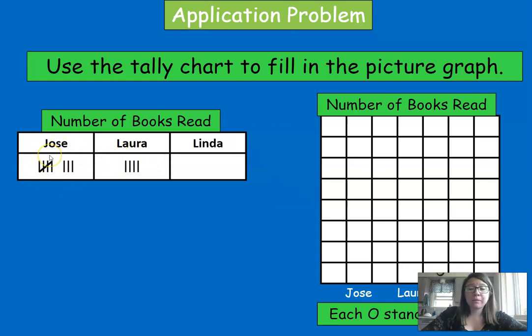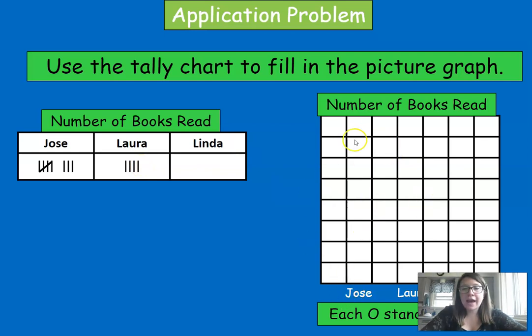Now remember, tally marks are shown in groups of 5. So we have Jose here. He has a group of 5, so I'm just going to scoop that up and count on. So I have 5, 6, 7, 8. So Jose read 8 books, and Laura read 1, 2, 3, 4 books. Okay? And then I see our graph over here.